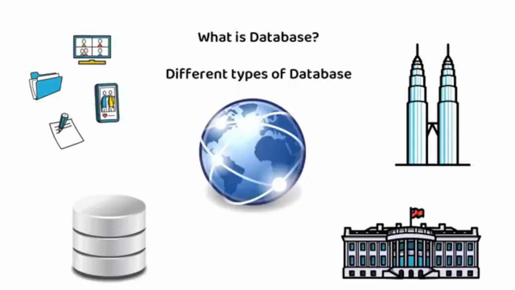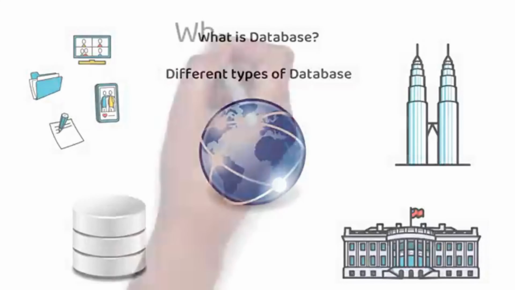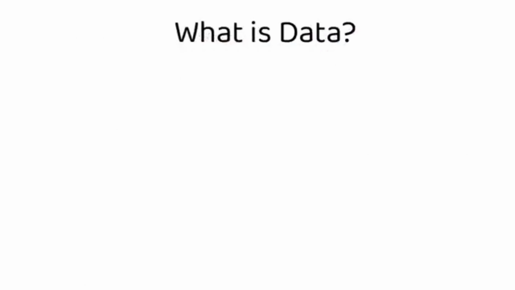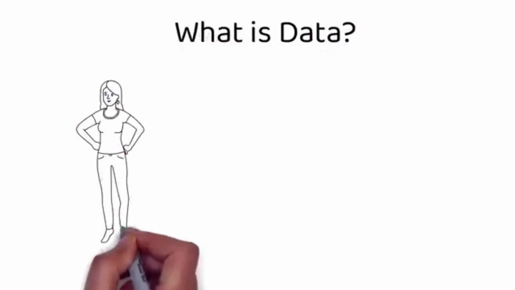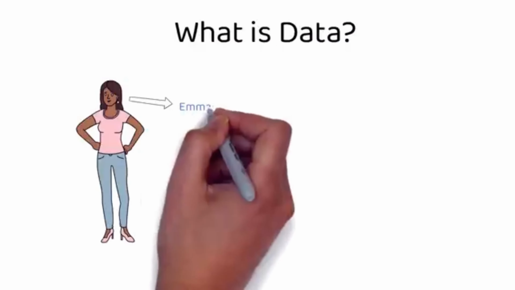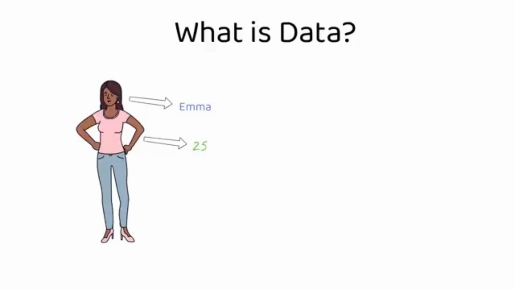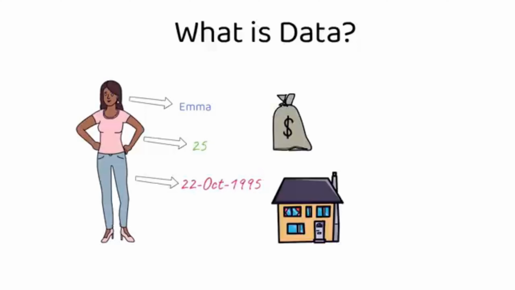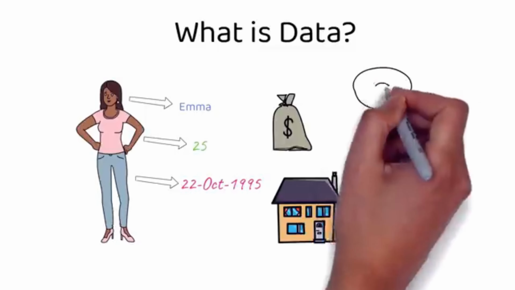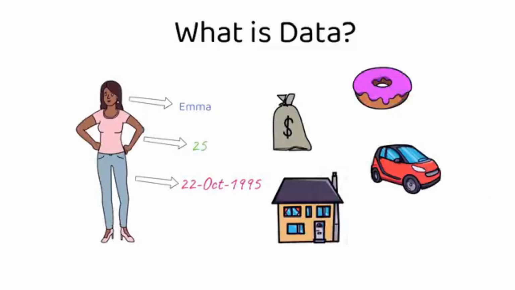But before we talk about database, it's important to understand data. Data can be anything and everything. Any information or fact can be considered as data. Your name, age, date of birth, or any other information such as your house address, your bank balance, the vehicle you drive, or even the food that you eat can be considered as data.